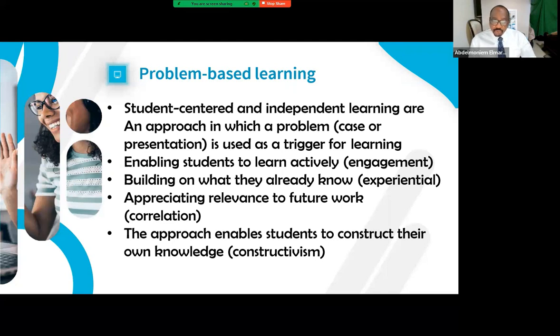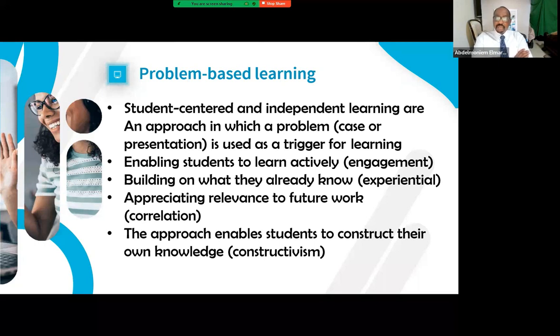Now, this problem-based learning approach enables the students to learn actively. So, you see, they are also employing student-centeredness, an active learning approach, and the students are engaged. So, they are engaged in their own learning. And they also build on what they already know. And this is why it is experiential learning. It is based on what you learn through your experience before, during, and after encountering or exposure to the case or the problem.